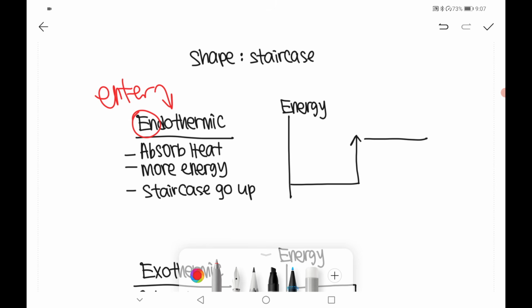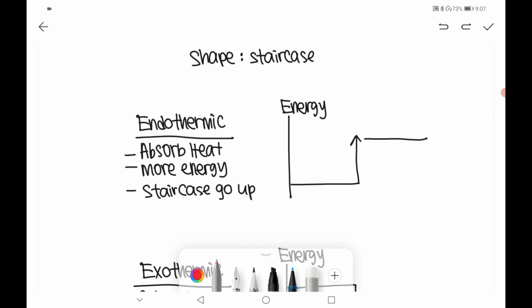So when the heat goes in, it is absorbed. When the particle absorbs the heat, it has more energy. When the particle has more energy, you go up. You can see the direction is going up here. So it's not very hard, right?